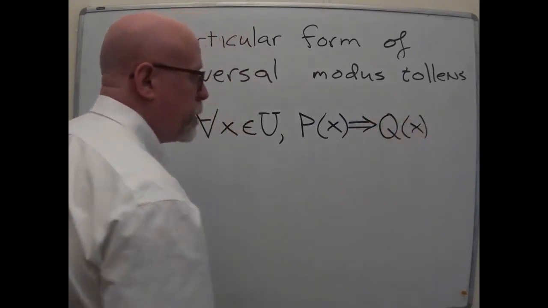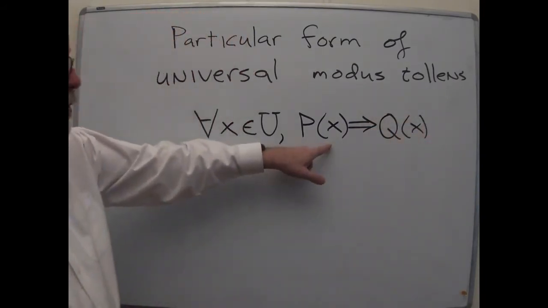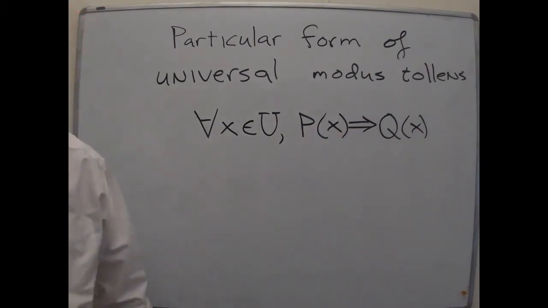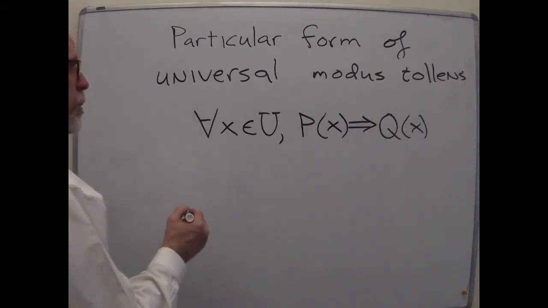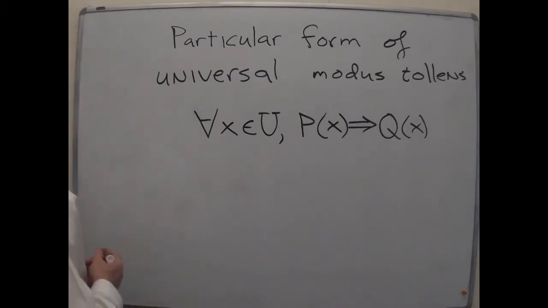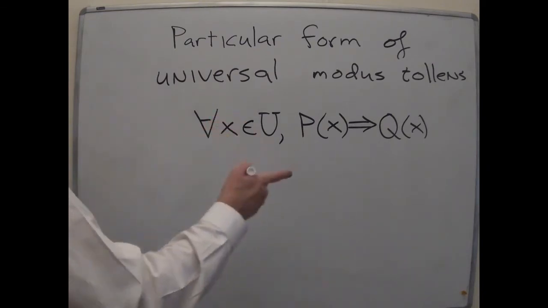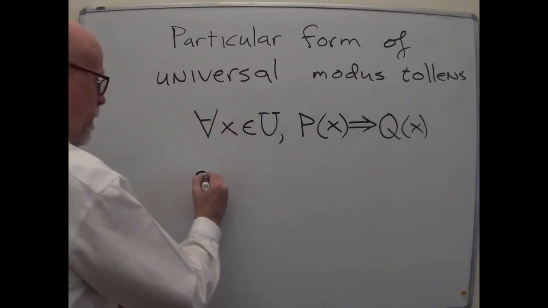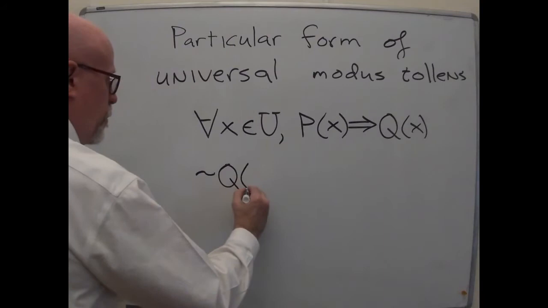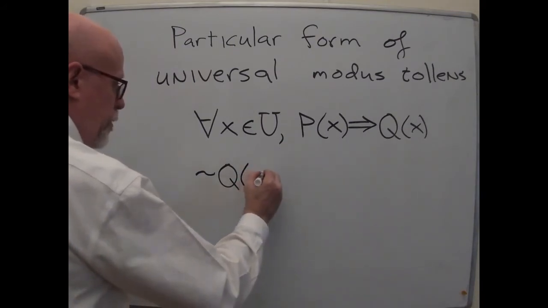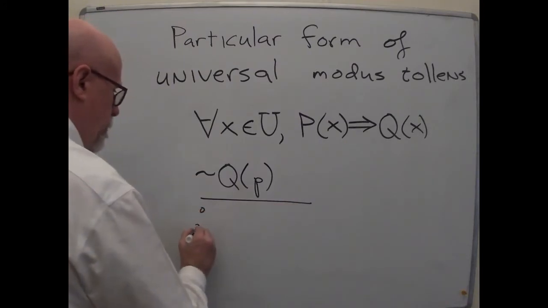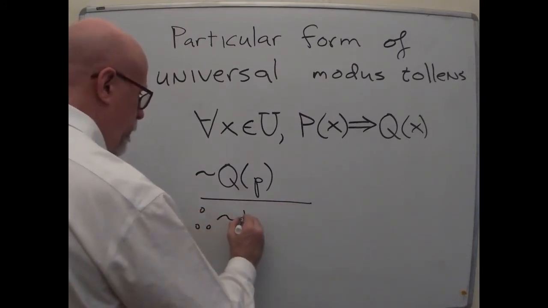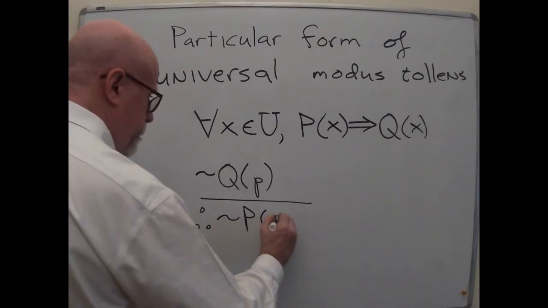Major difference between what we did before and what we're doing now is these are open sentences, and we've got the doubled version of the implication arrow. The next one is going to be some particular value has the negation of Q true for it. So it's not Q is true for some particular thing. I think P is fine for that. And then we conclude not P for that particular guy.